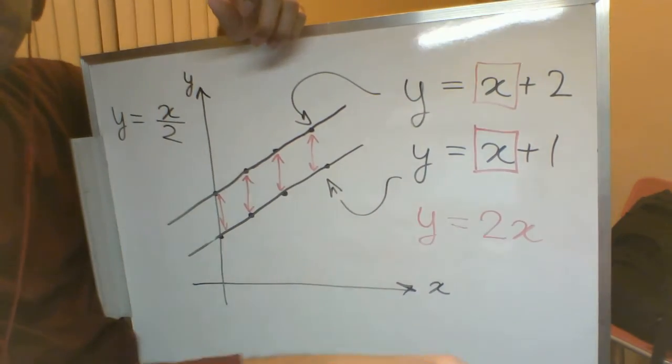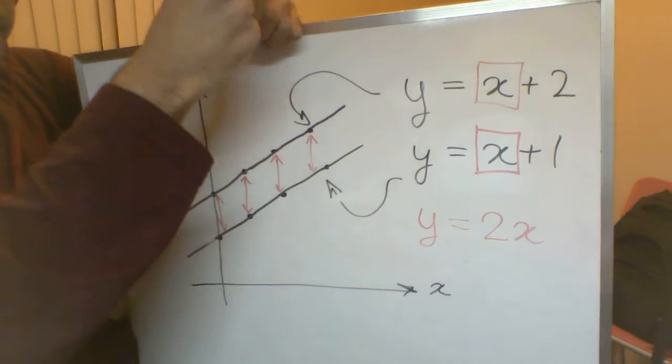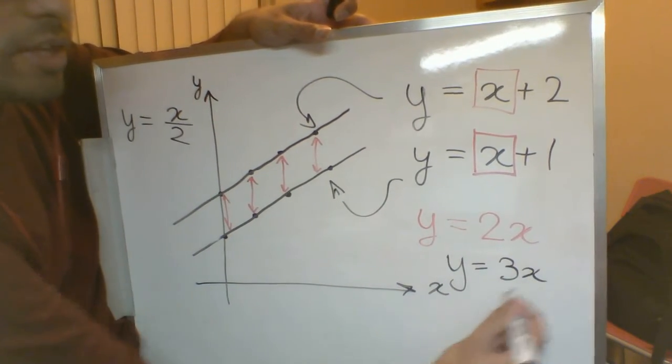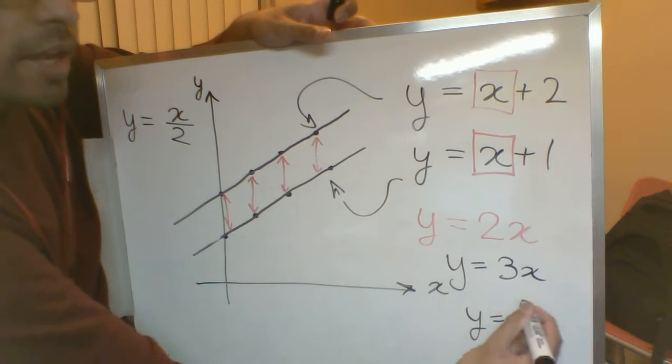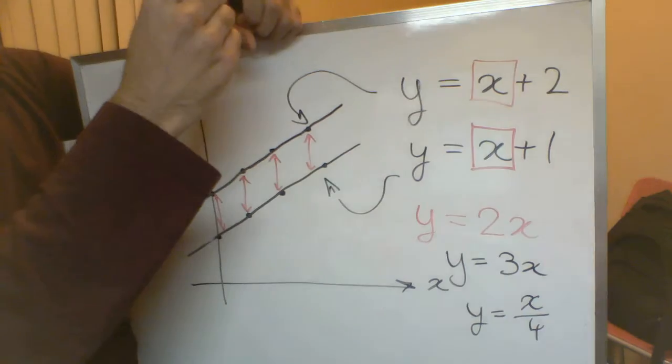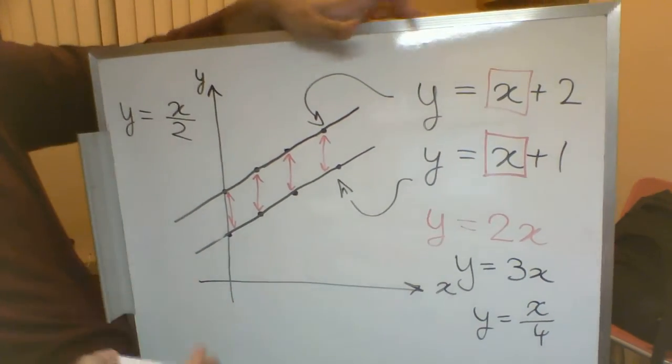You can't really see the red, let me switch back to black. What if we did something like y equals 3x? What if we did something like y equals x divided by 4? What will each of these things give us when we try to graph them?